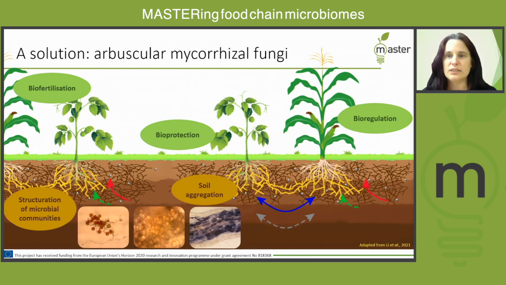Arbuscular mycorrhizal fungi form symbiosis with more than 70% of terrestrial plants and constitute a key functional group of soil biota. And they can not only improve plant growth through increased uptake of nutrients, but have also non-nutritional effects by alleviating biotic or abiotic stresses in plants and in stabilizing soil aggregates and microbial communities.